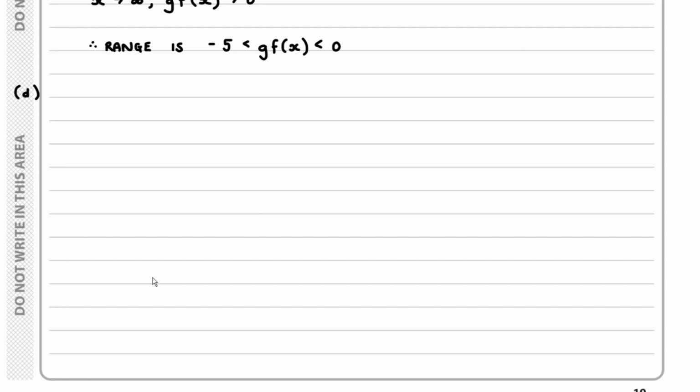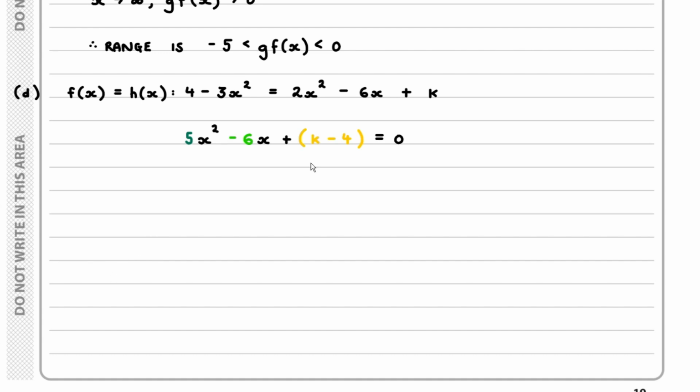So, for part D, if we have f of x equaling h of x, we have 4 subtract 3x squared equaling 2x squared subtract 6x plus k. If I rearrange this, we end up with the quadratic equation 5x squared subtract 6x plus k subtract 4 equaling 0. Now if we have no real solutions, that means the discriminant b squared subtract 4ac is less than 0. So we have negative 6 squared subtract 4 times 5 times (k subtract 4) being less than 0.